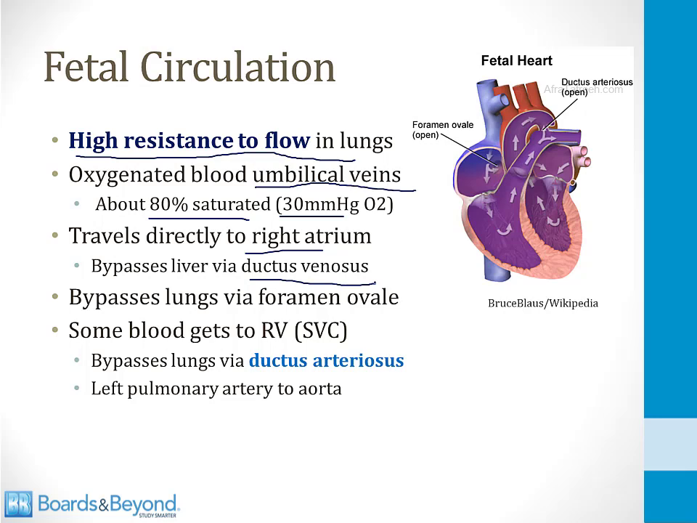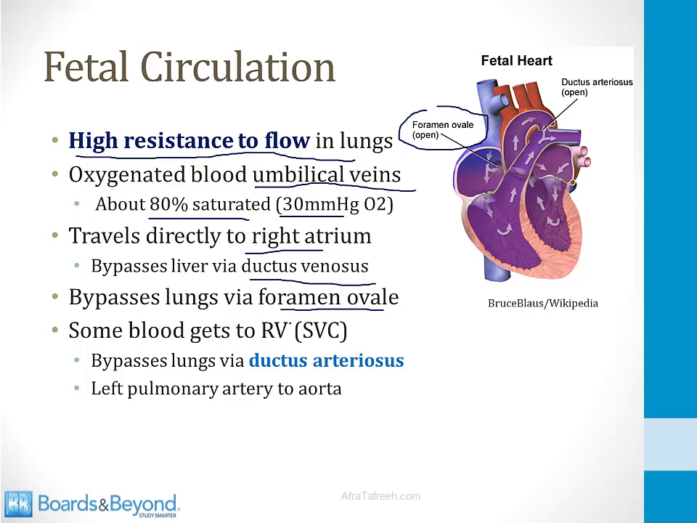Once the blood gets to the heart and the right atrium, it can bypass the lungs via the foramen ovale, which we previously discussed. This is shown in this slide at the top right of the screen. The foramen ovale is here, and it allows oxygenated blood to bypass the lungs. The blood doesn't want to go to the lungs because resistance to flow is high, so it will bypass the lungs, go through the foramen ovale, and travel to the left atrium.